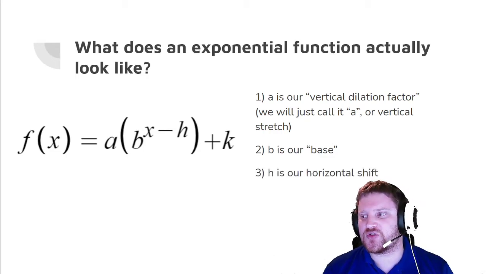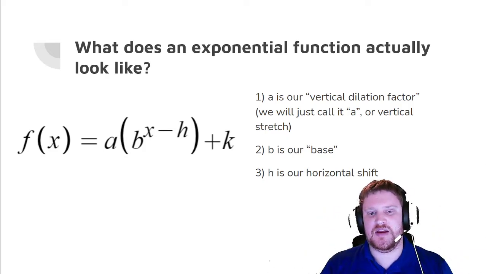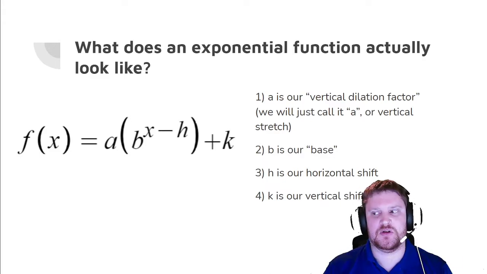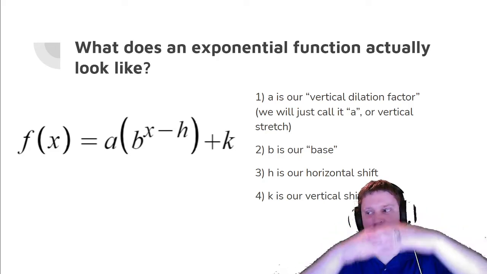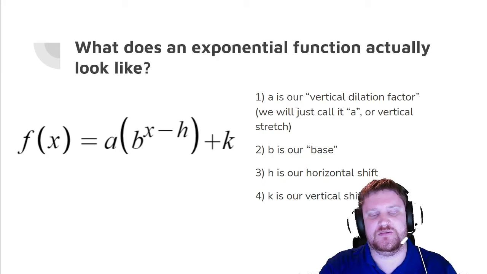Your H is going to be your horizontal shift, how far left or right this graph is moving. And as always, K is going to be your vertical shift, how far up or down it is. You'll notice that these work almost exactly like everything from before. Up, down, left, right, stretch, compress. You're done.